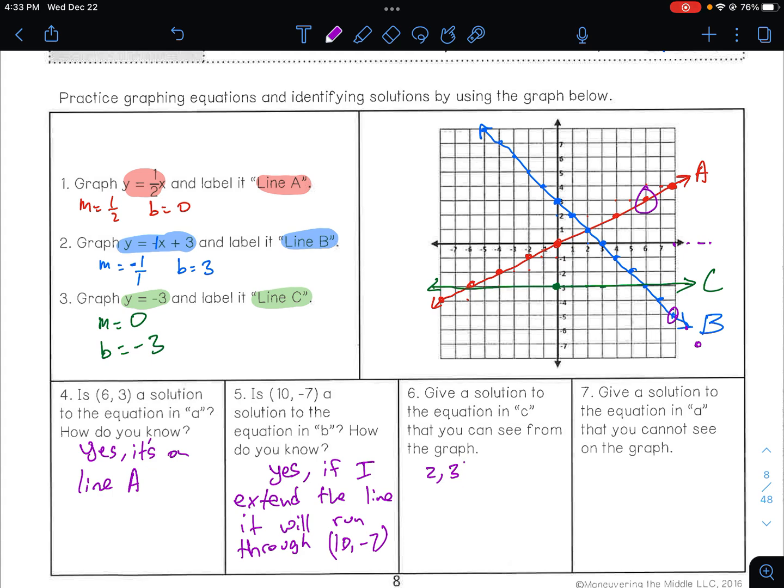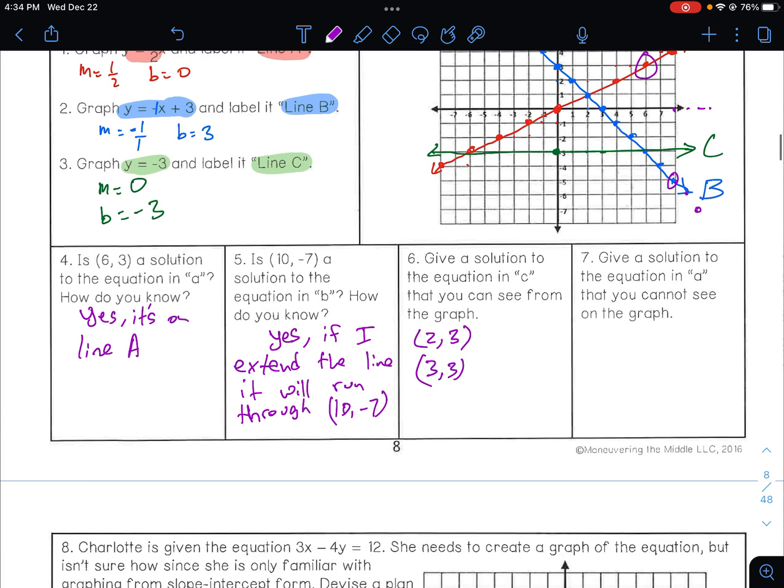So that looks like (2, 3). You can also do (3, 3). So 2, 3 right here, 3, 3, 4, 3, 0, 3, negative 2, 3. All of those would work as solutions to our line C.